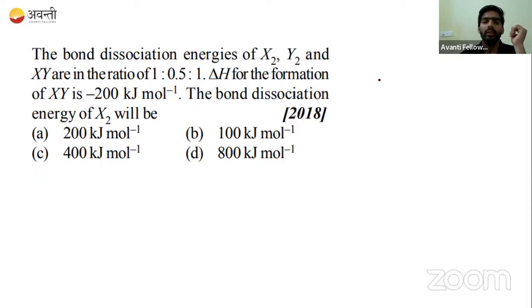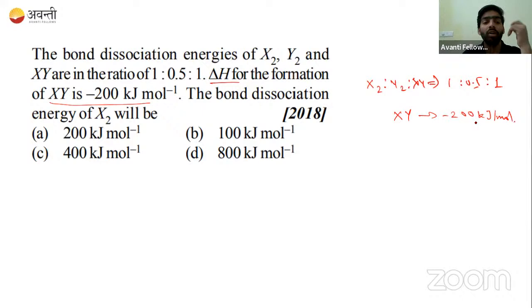That means bond dissociation energy of what? X2, Y2, and then XY is in the ratio 1 to 0.5 to 1. And then what is it asking? Delta H for the formation of XY is minus 200 kilojoule per mole. That means if XY is forming, the formation of this XY is something, but it is minus 200 kilojoule per mole. Okay, and then it is asking the bond dissociation energy of X2.